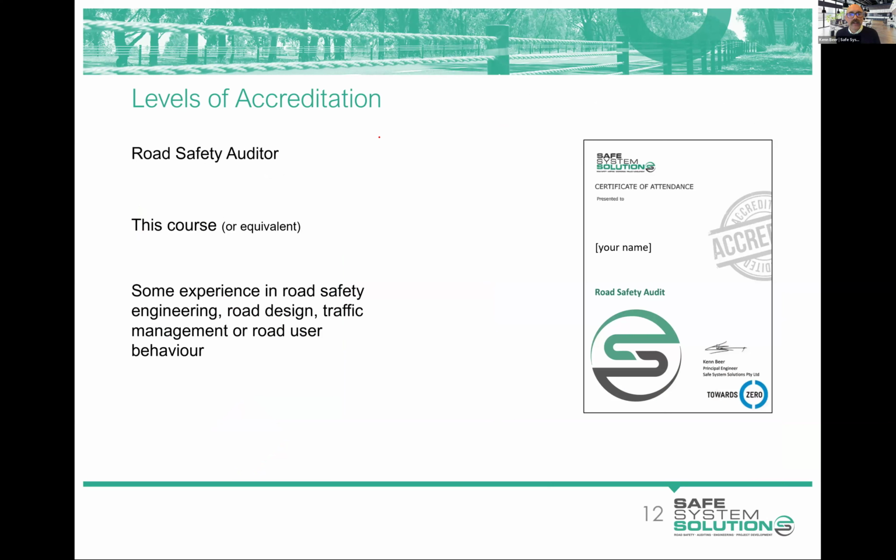So as I mentioned, you need to do an accepted course in these jurisdictions, and this course is accepted in Queensland, New South Wales, Victoria, South Australia, Northern Territory and Tasmania, and New Zealand, actually, should you want to jump over there and do some auditing, but not Western Australia. They've got a different system. So you need to do the course, and you need to have just generally some experience in road safety engineering, road design, traffic management, or road user behavior. And seeing where you're all working and have come from, you meet that minimum experience requirement.